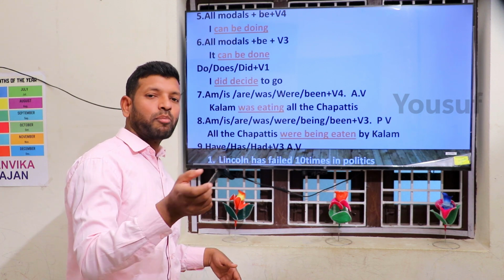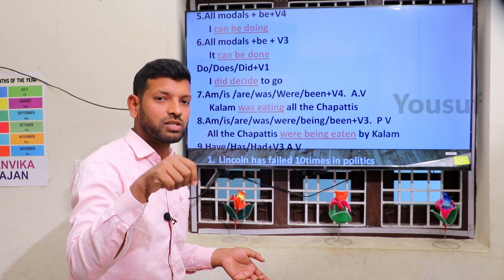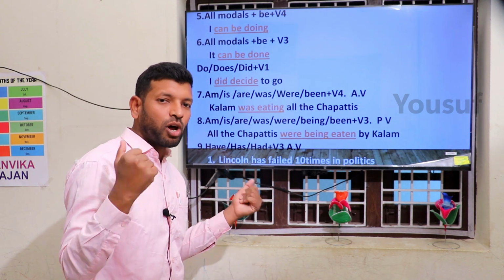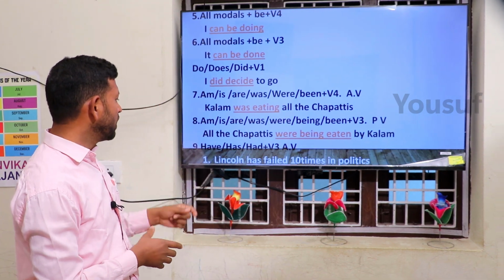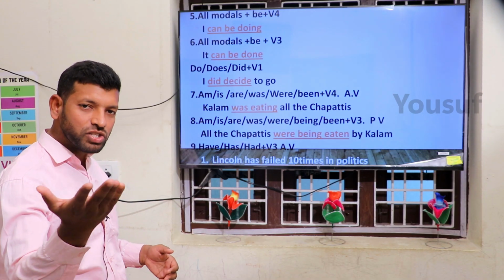We can't say "problem is discussing." We generally say "problem is being discussed" or "we are discussing the problem." So like that. Then come down. So have plus have, or has, or had plus V3. This is also, you know, well, that it is in the present perfect and the past perfect.